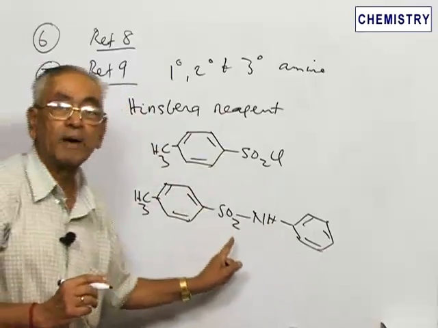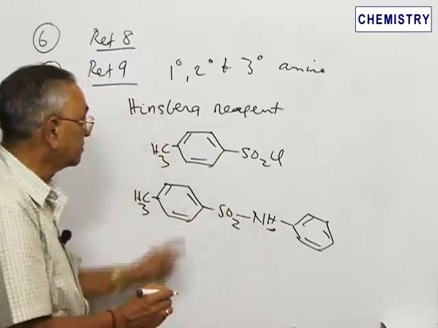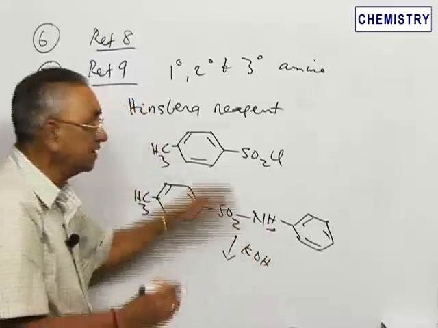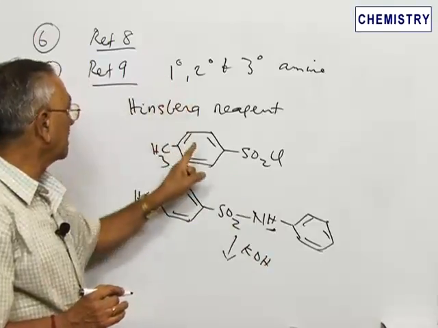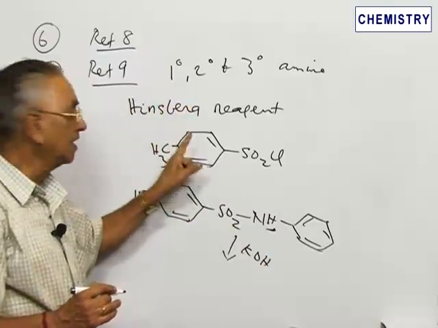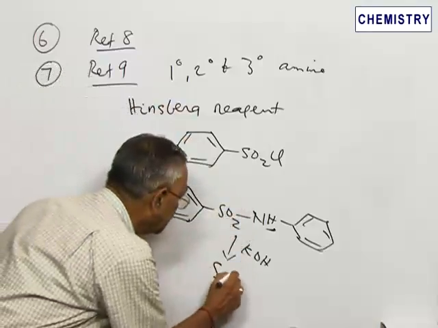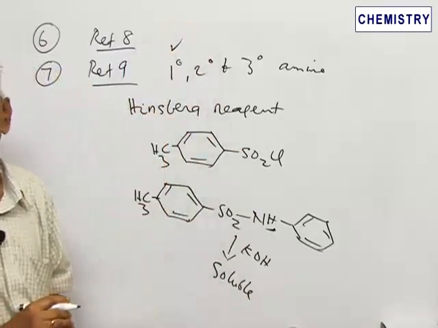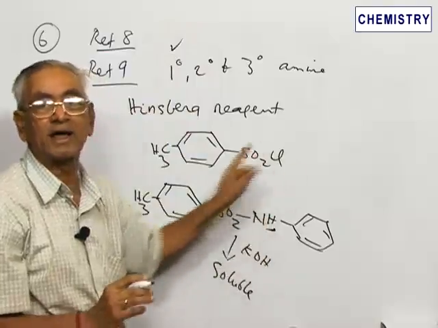Now, in this para-toluene sulfonamide of aniline, the nitrogen contains a hydrogen. Therefore, this product, when treated with potassium hydroxide, will dissolve immediately. In other words, a primary amine on reaction with the Hinsberg reagent will give a sulfonamide derivative which is soluble in potassium hydroxide. Then in that case, it is a primary amine.